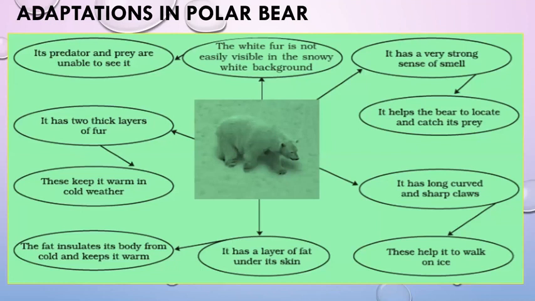The white fur is not easily visible in the snowy white background, which can also be called camouflaging. Their body color merges properly with the white snow or the surroundings, and it helps them to become a good predator, and prey are unable to see it.